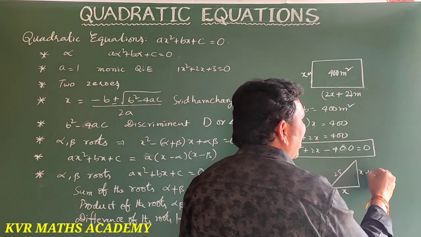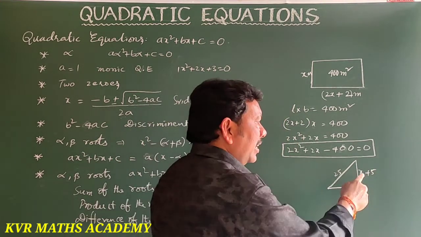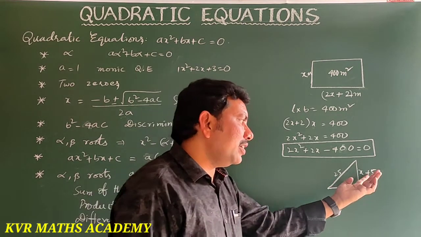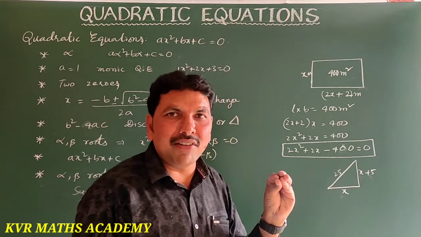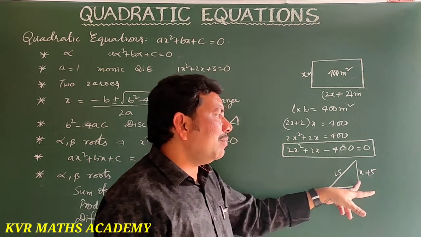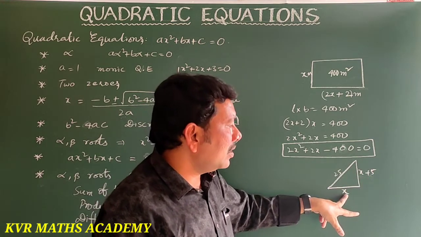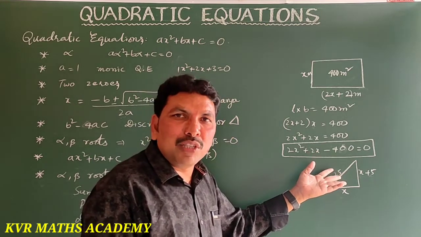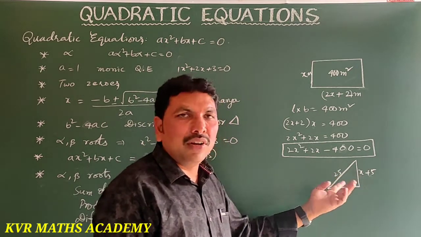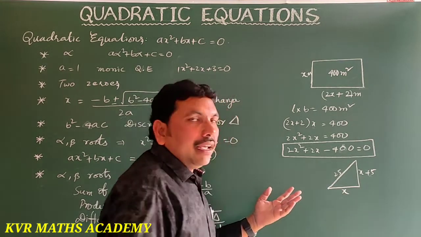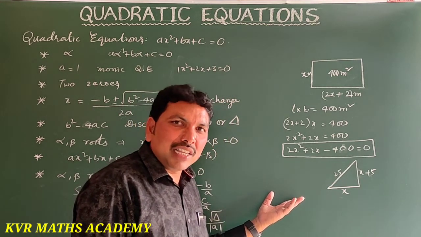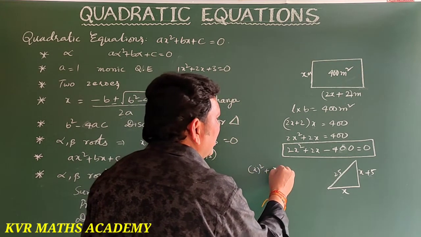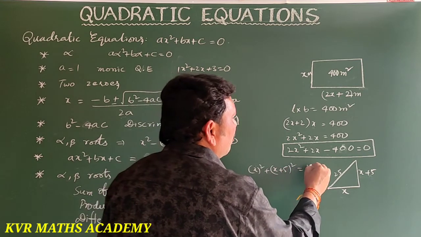Yes, x plus 5, or not? See, x plus 5 minus x, the x gets cancelled, leaving 5. The difference between the two sides is 5 centimeters, clearly given. So these are the sides I have taken, x and x plus 5. According to the Pythagoras principle, we can find it easily, no? What is that? In a right angle triangle, the square of the hypotenuse is equal to the sum of the squares of the other two sides, right? So here x square plus x plus 5 whole square is equal to 25 square, isn't it?